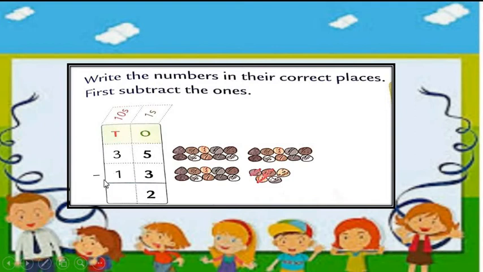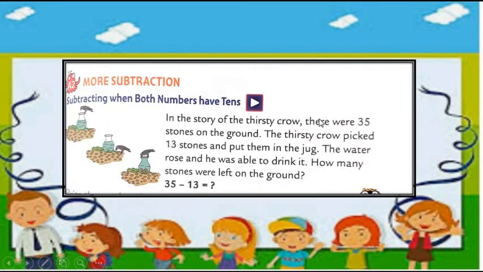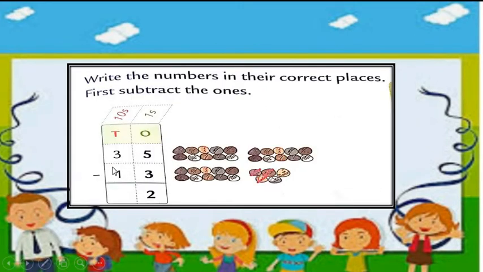Out of that, the crow picked 13 stones and put them in the jug. So we have to subtract it from 35. 35 minus 1, 3, 13.